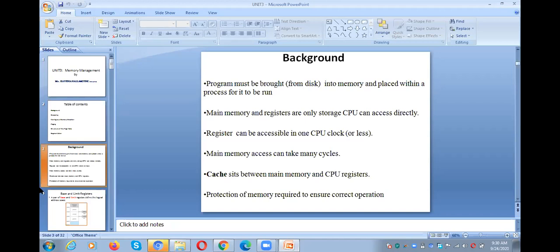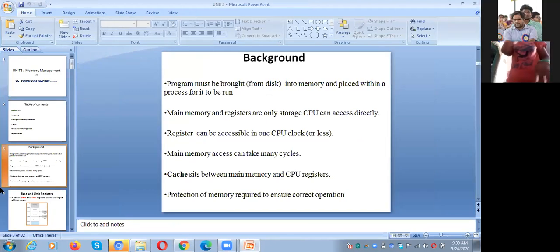Whenever we want to execute a program, we need to load it from secondary memory to main memory. When loading into main memory, it is the responsibility of the operating system to allocate a memory block to the program. What is the need of allocating main memory to the program? Because the CPU can access only the main memory, it cannot access the secondary memory. So for execution, the program needs to be available in the main memory.